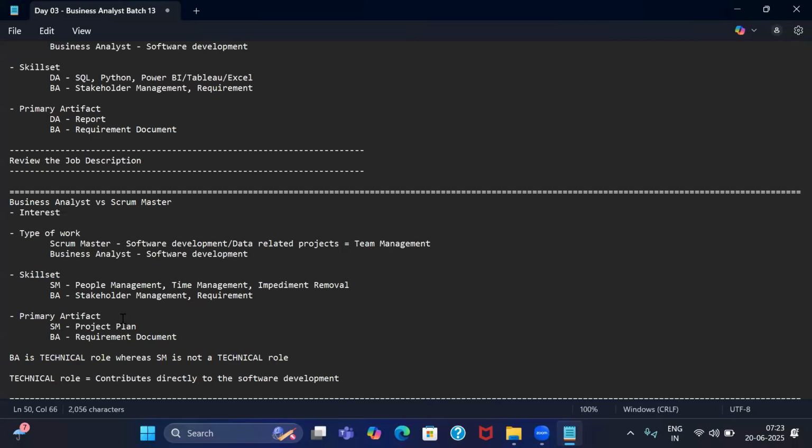So these three people who directly contribute to the software development, we consider them in the technical role. They are very close to the software being built. So they know the functionality of the software, what the software is, how to navigate, what are the different options available in the software. Since these people are extremely close to the software development, they are part of the technical role or technical skill set.